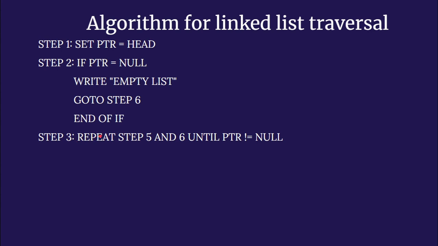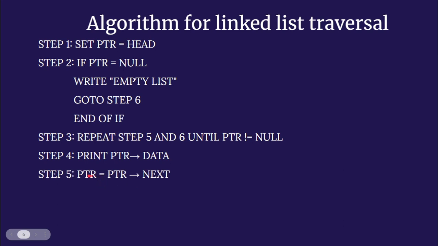Step 3 is repeat steps 5 and 6 until PTR is not equal to null. What does it mean? Go through all the steps 5 and 6 as long as the end of the list is not reached. The end of the list is denoted by the null pointer value. Next, step 4 is print PTR of data. So this will print the data which is pointed to by the PTR pointer.